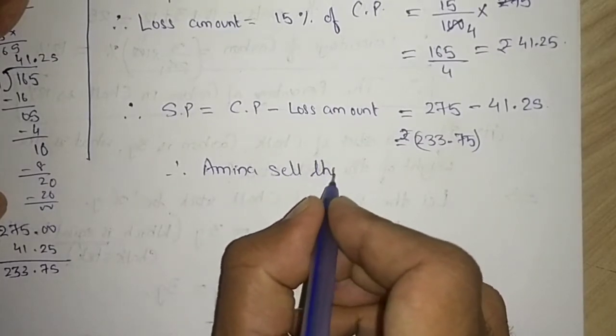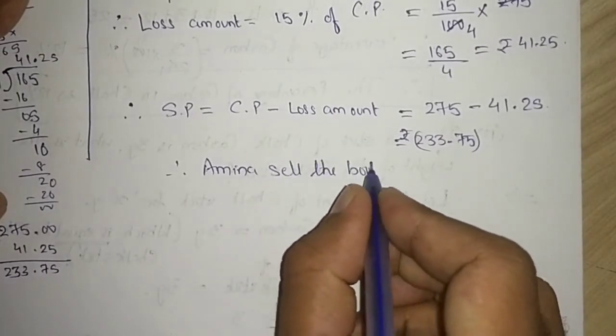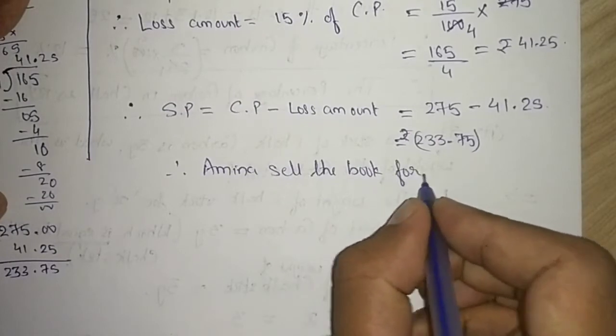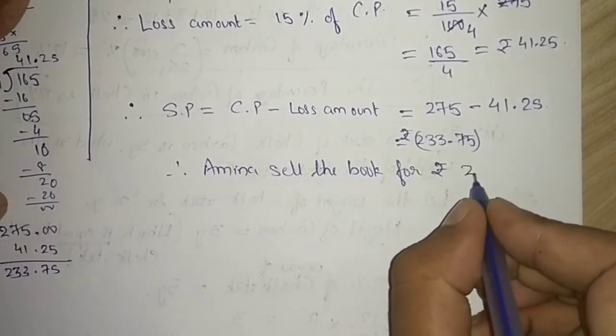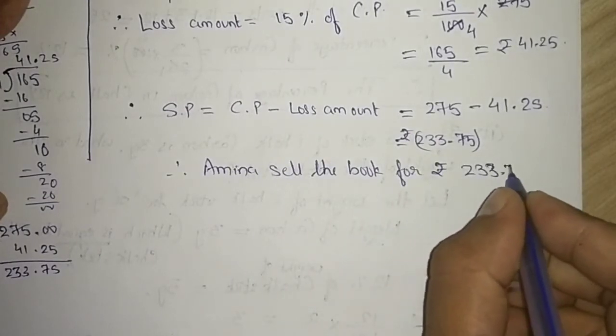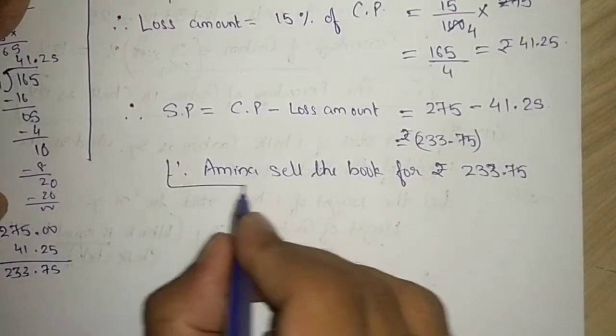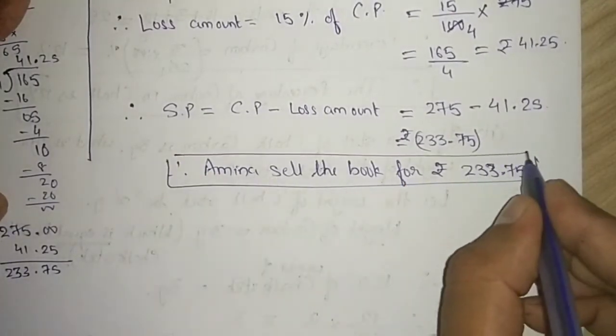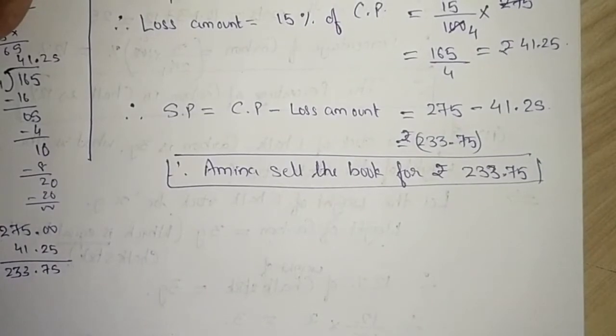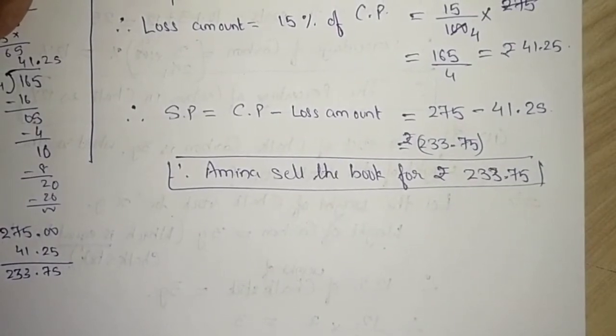Therefore Amina sells the book for rupees 233.75. Hope you have understood. Now let me write question number 9 first and then try to explain to you.